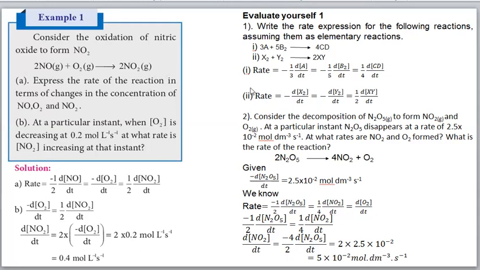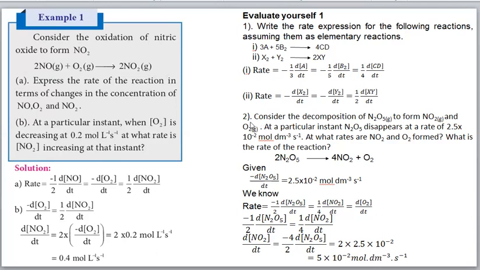Then for the second question, the rate is equal to, in terms of X2, here there is no number of moles, that means the number of mole is 1. We can write minus d[X2] by dt. In terms of Y2, minus d[Y2] by dt. In terms of XY, this is product, so there is no minus sign. So we can write here 1 by 2 d[XY] by dt.